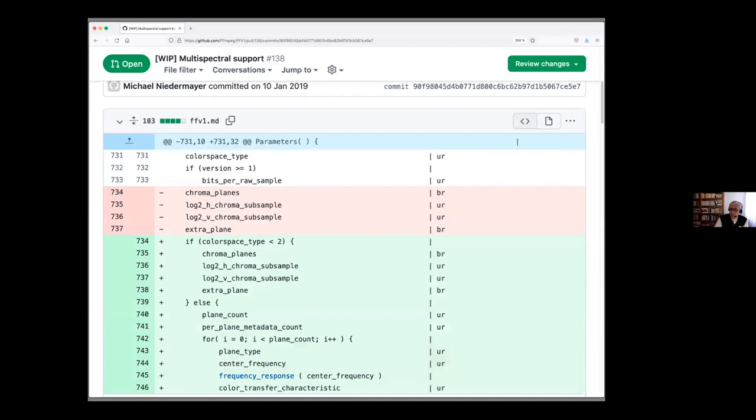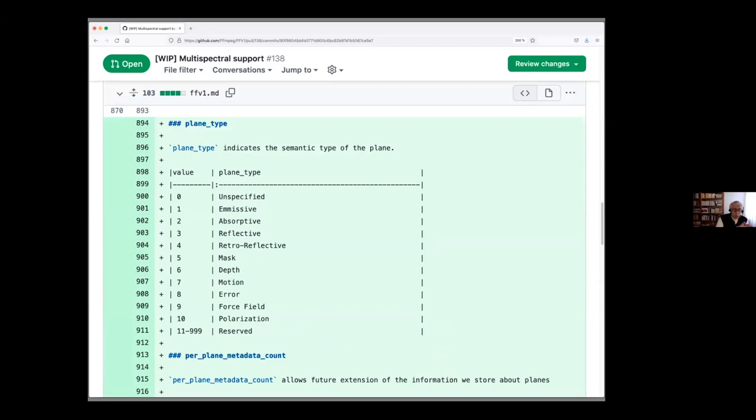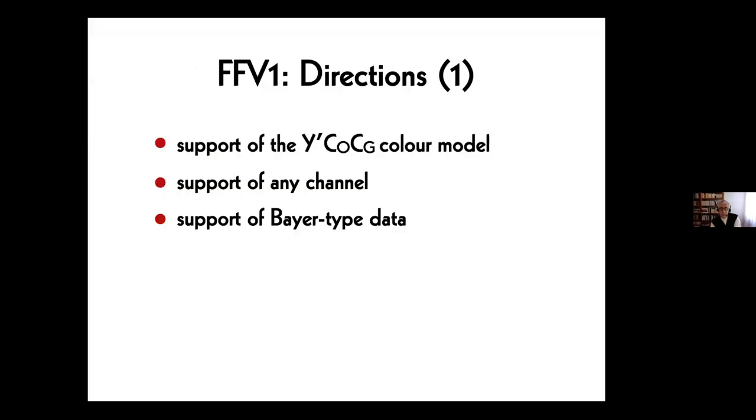For each plane, he has defined a plane type, which expands the capability and uses the range of FFV1. We could allocate one or more of the reserved values for the definition of Bayer type patterns. These allow to record the actual raw data that the Bayer type sensor generates into a single channel, allowing to process and transform these data later. This is actually the fastest way to record data generated by a Bayer type sensor. And of course, I do know that the support of any channel includes also the support of Y'CoCg and the support of Bayer type data.